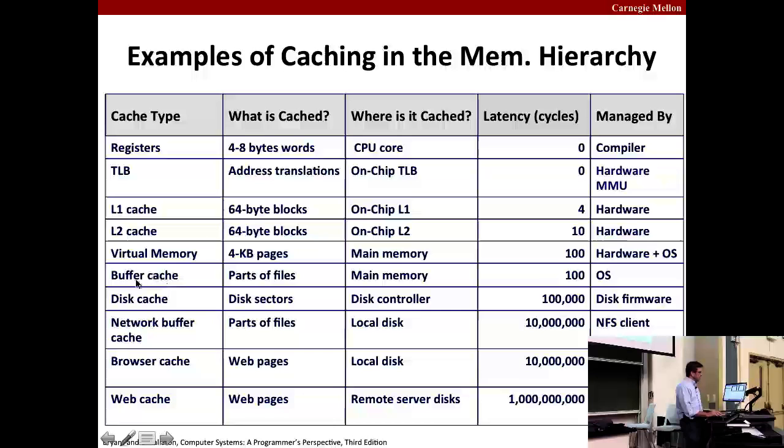Disks: operating systems maintain buffer caches. In this case, what's cached is portions of files, and they're cached in main memory. Latency to main memory is about 100 cycles or so, and these are managed by the operating system. The operating system reserves a portion of memory to store files that you've loaded, so the operating system exploits locality. If you read a file and then start referencing bytes from that file, it'll actually be served from the file cache and it won't go out to disk.